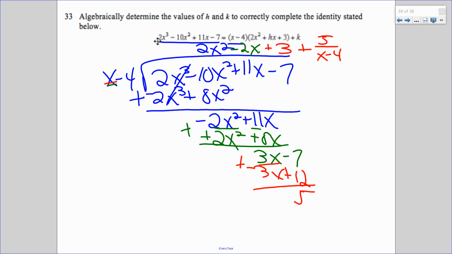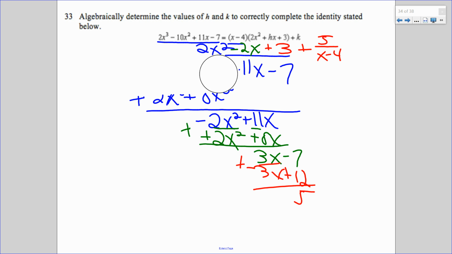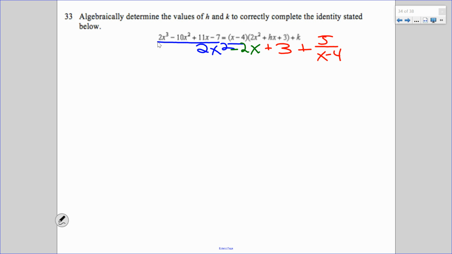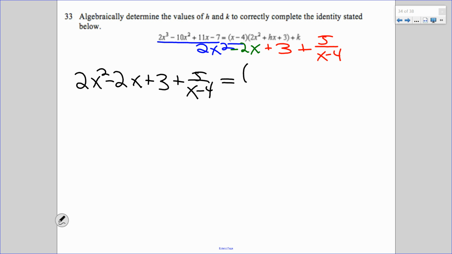So let's now see where I'm at. I'm going to erase all this to see where I'm at. My left-hand side now is 2x squared minus 2x plus 3 plus 5 over x minus 4. And my right-hand side is x minus 4, 2x squared plus hx plus 3, plus k. Notice my right-hand side does not have a fraction.